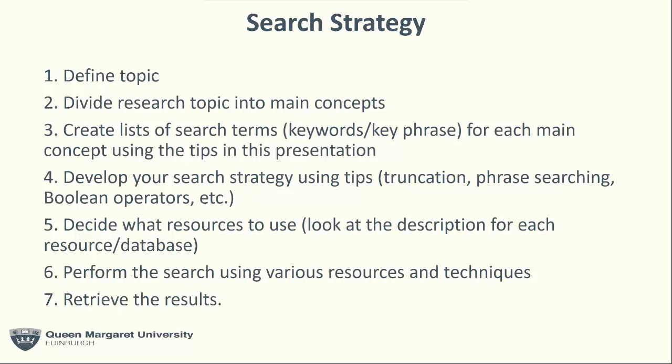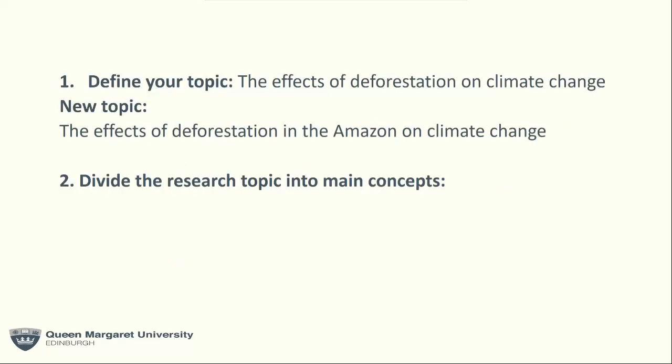Then you would develop your search strategy using various other tips you will learn or you have already learned. Decide what resources to use, and then of course perform the literature search, at the end of which you will retrieve your results. We are taking the topic from the literature search part 1 video, the effects of deforestation on climate change, and are narrowing it down slightly by focusing on deforestation in the Amazonian forest, to use as an example of how you might develop your search strategy should your topic be too wide-ranging.